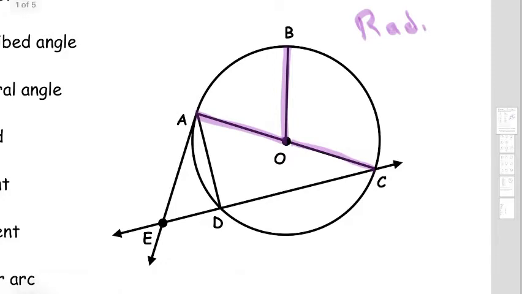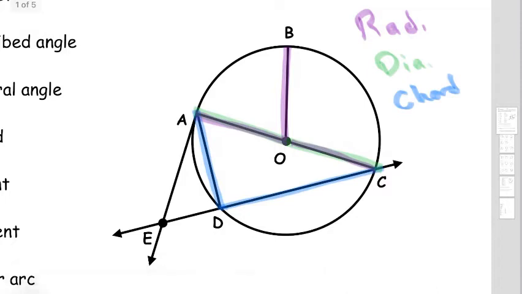So let's change the color. A to C is going to represent my diameter. Now, here we also have two chords. We have chord AD, and we also have chord DC. Chord will be represented by blue.